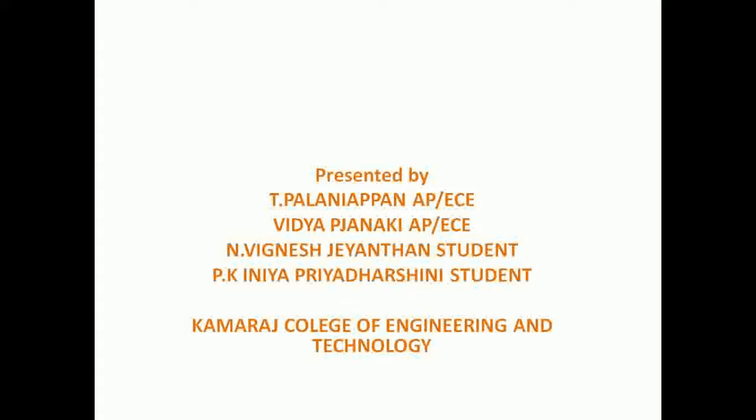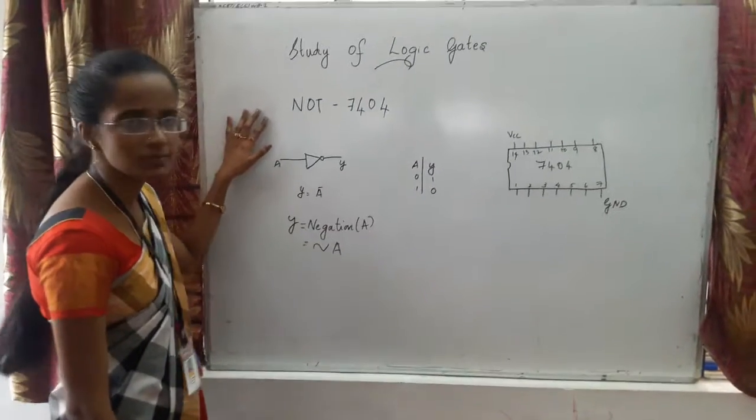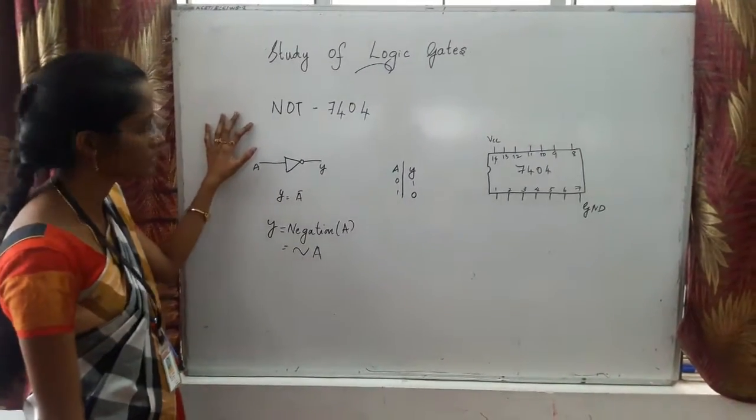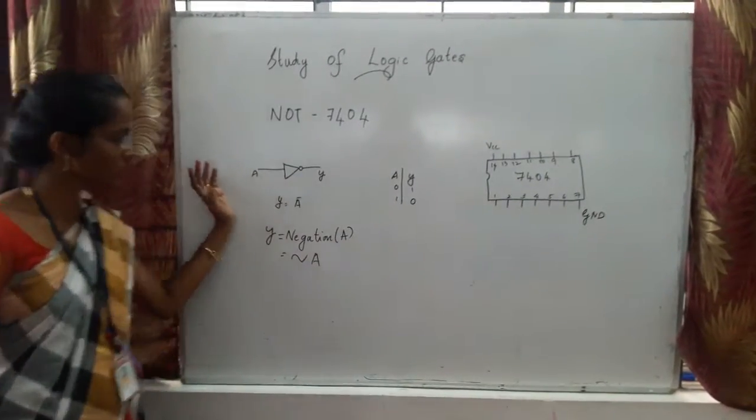Today we shall see the experiment on study of logic gates. Next we shall see the next gate, which is the NOT gate. It is otherwise also called the inverter. Why is it called an inverter?